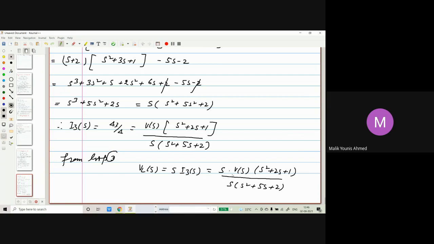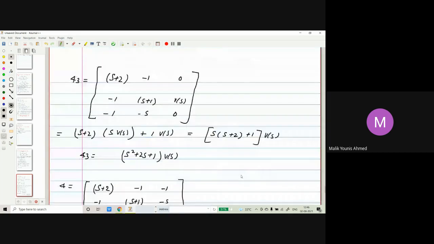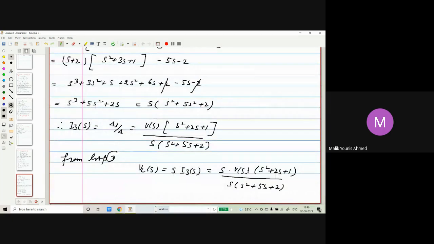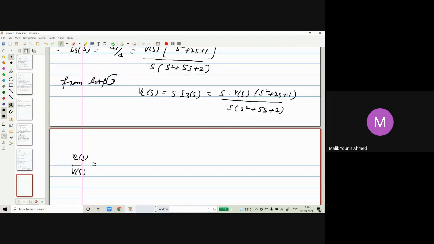So what we have to find basically? We have to find VL of s. So here you can see, here it is VL of s. s and s get cancelled. VL of s by VS, s and s get cancelled. So this will be s square plus 2s plus 1 divided by s square plus 5s plus 2. So that's your complete transfer function.